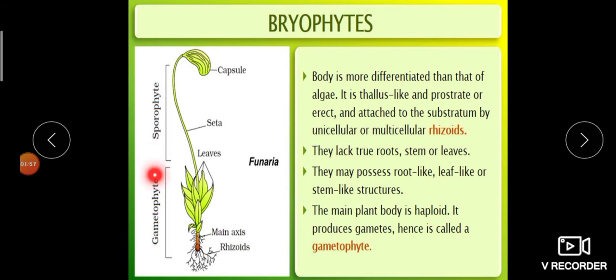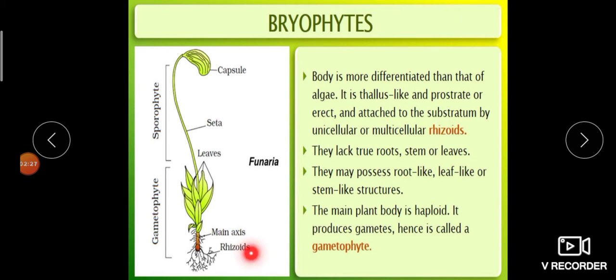Look, this is a prostrate or erect plant body. Thallus plant body is there. This is an erect plant body, as well as a prostrate plant body. The plant body is attached to the substratum with the help of unicellular or multicellular rhizoids. You can see the rhizoids here. There are no true roots, stem or leaf.